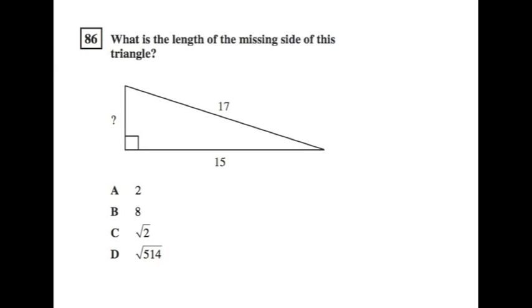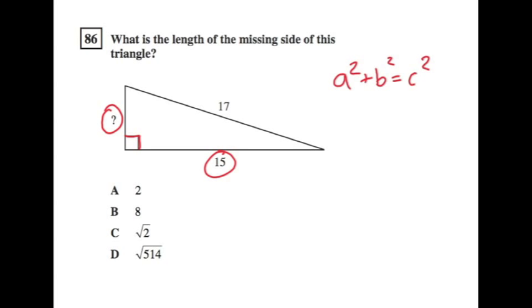All right, 86, another Pythagorean theorem problem. So it says, what is the length of the side of this triangle, the missing side? So let's go ahead and figure this out. Remember, here's the 90-degree angle. So this is a leg, and so it's this. So the Pythagorean theorem is a squared plus b squared equals c squared.